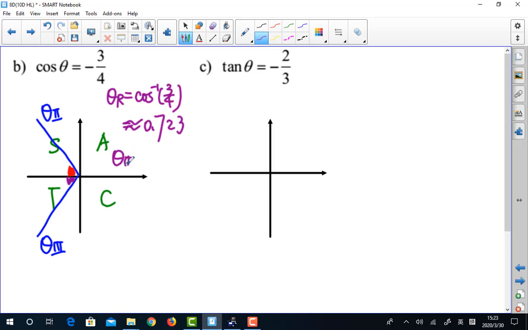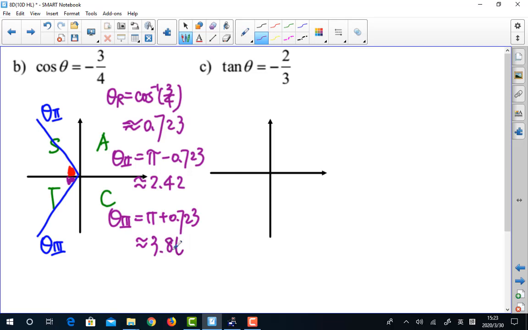Then the second quadrant solution should be pi minus the reference angle, which is approximately equal to 2.42. And the third quadrant angle should be pi plus the reference angle, which is about 3.86.